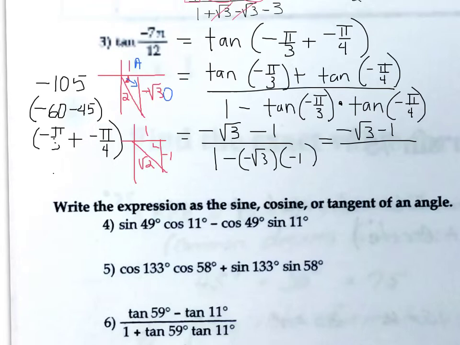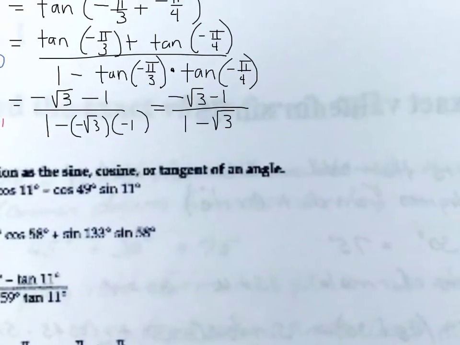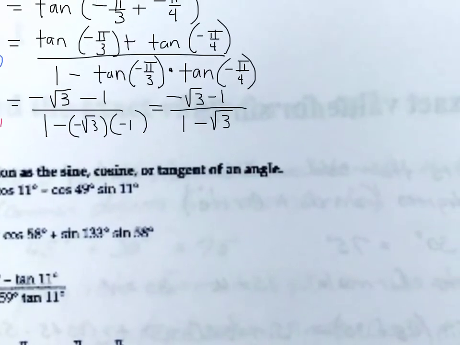And now let's multiply those two numbers. Negative times negative is positive, times negative, it's negative. So all of this is going to be just negative 1 minus square root of 3. I just simplify, multiply all the signs. Now at this point, I just have to rationalize the denominator.